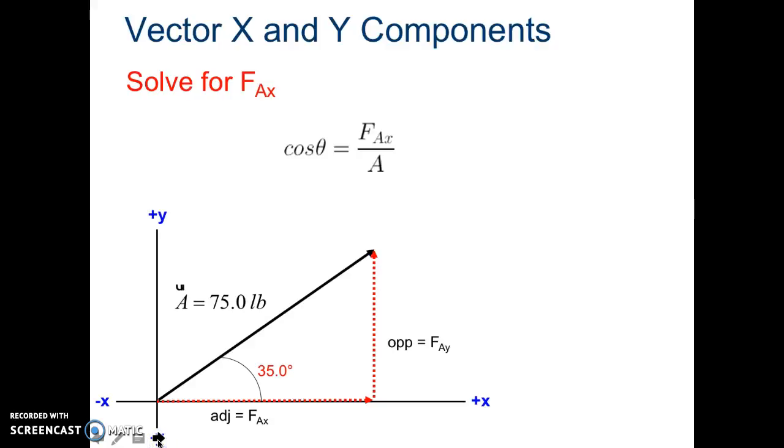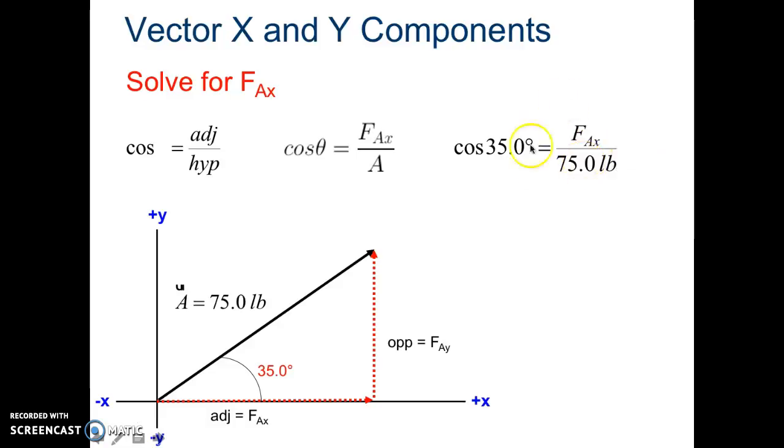So, solve for the force along the x-axis. That's force of A along the x-axis. We're going to use cosine, the adjacent leg over the hypotenuse. And just remember, this means the leg that's next to the angle over the total force. A is being used as that total force. So we type in cosine 35 degrees into our calculator. We solve for F of vector A along the x-axis.